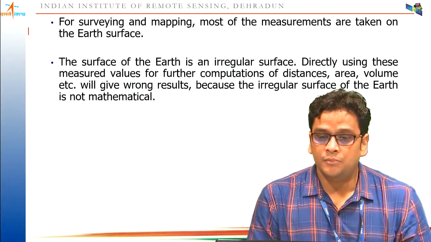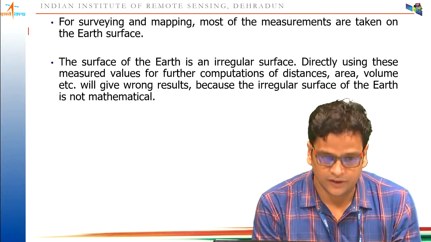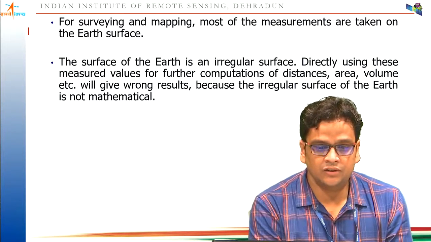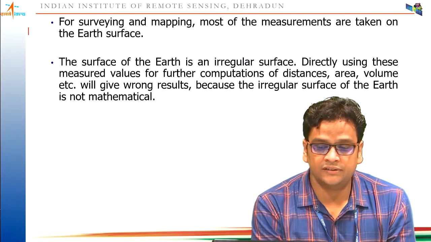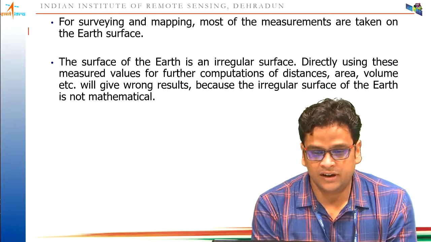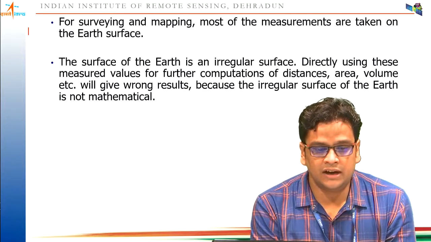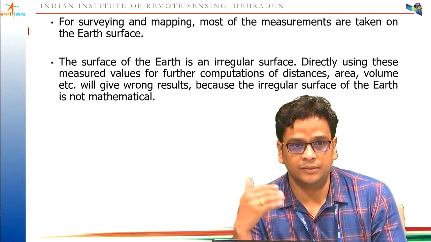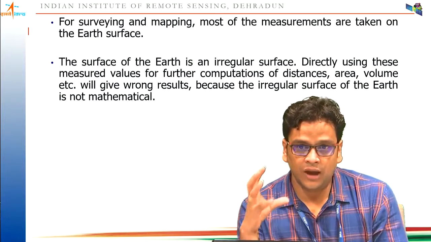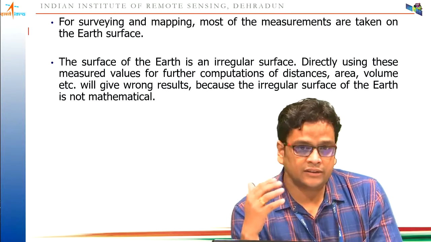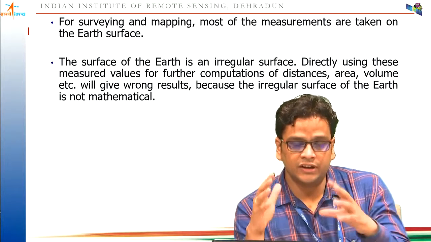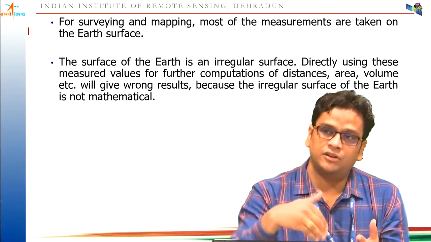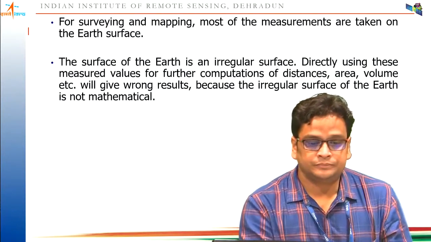For surveying and mapping, most of the measurements are taken on the Earth's surface. The surface of the Earth is an irregular surface. Directly using these measured values for further computation of distances, area, and volume will give wrong results, because the irregular surface of the Earth is not mathematical. So when we are doing measurement, we need to have some mathematical model. Our Earth is represented as an irregular surface, so first we need to define a mathematical model of the Earth, and only then can we do further computation on that model.